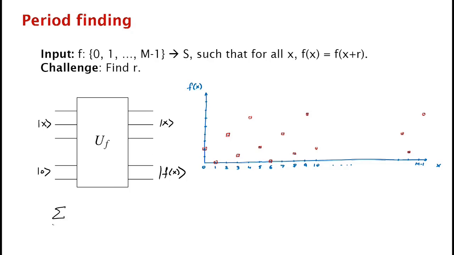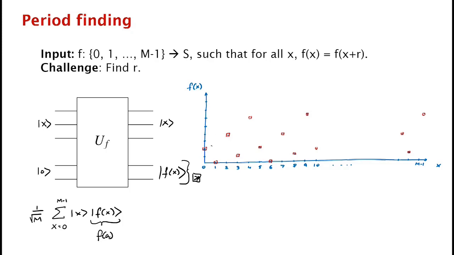summation x equal to 0 to m minus 1. Let's normalize: 1 over square root m, x, f of x. Okay, so now what else do we want to do? Well, now what we plan to do is take this output and measure this second register. So if we were to measure this, what would we see? Well, we'd see some random value in the image. So we'd see f of a for some a.